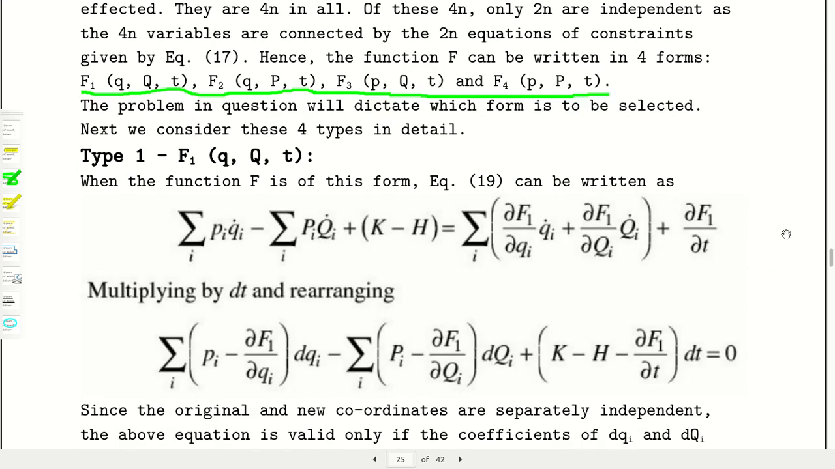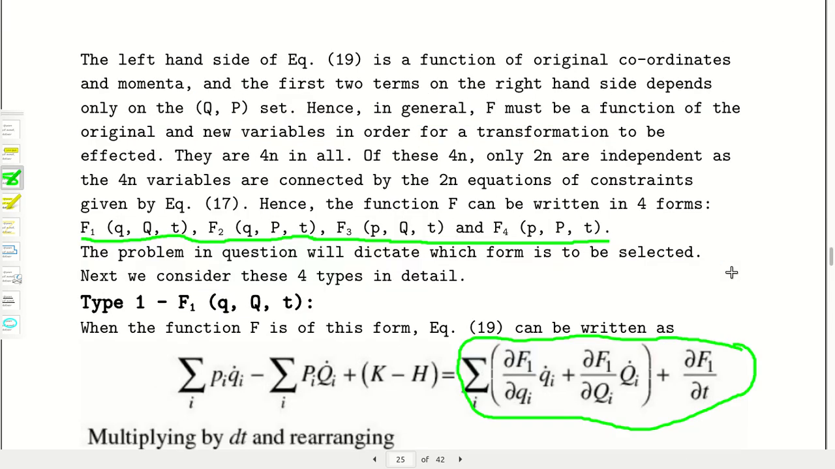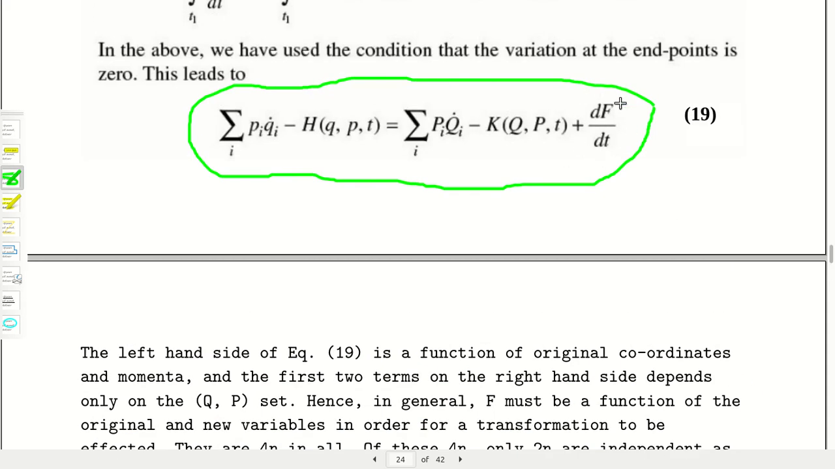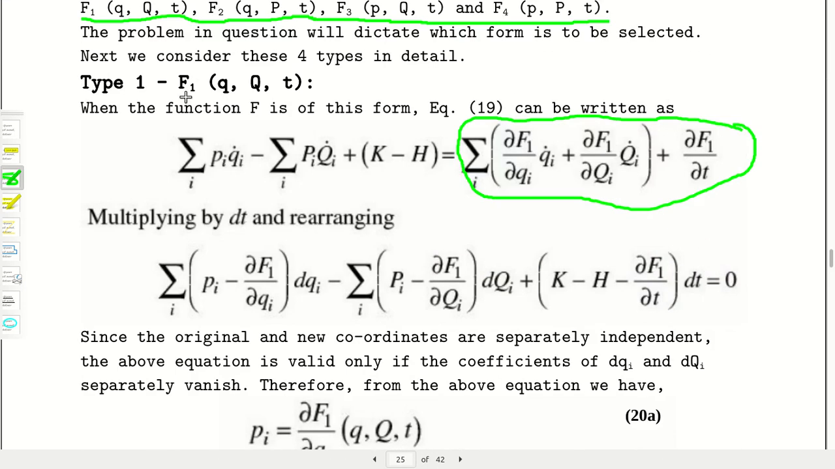So it is written here, and you know that small q and capital Q are n number of terms, so summation is there. In place of dF/dt, it is written capital dF/dt here. In case of dF/dt, F is now F1, which is a function of small q and capital Q.